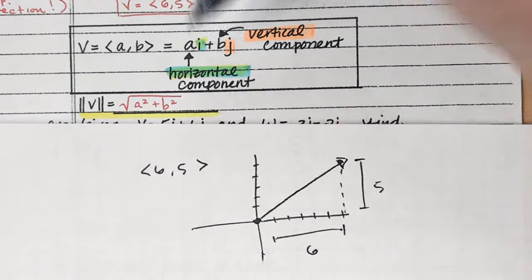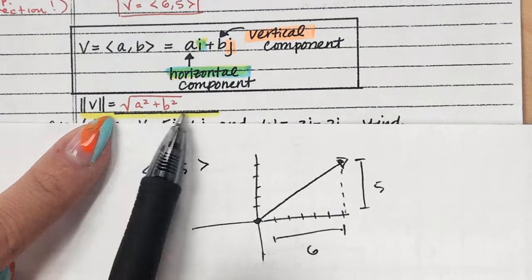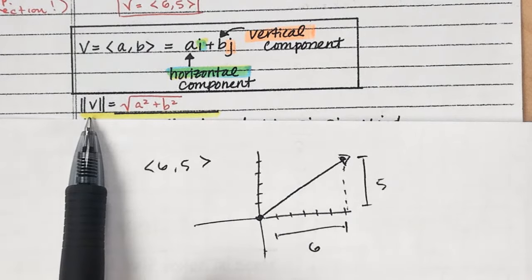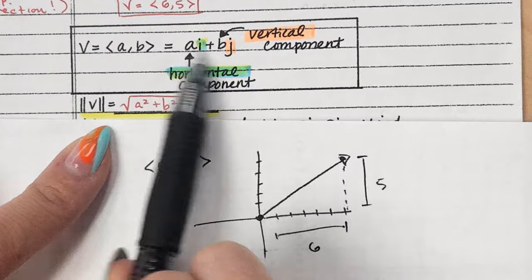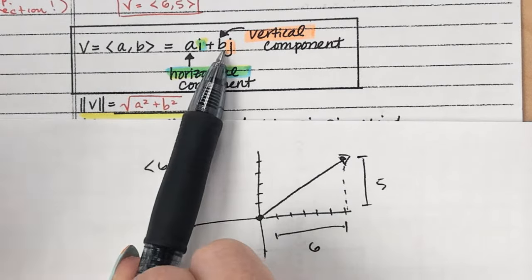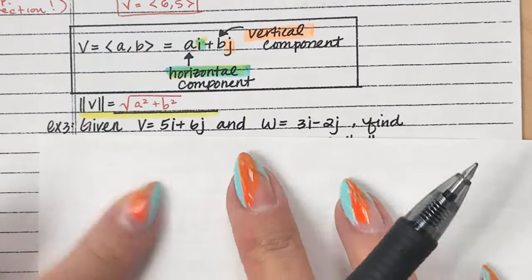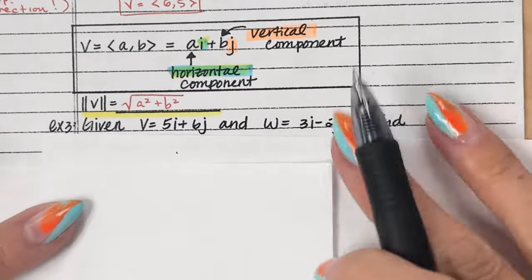That's not true. Okay. How do you get a magnitude? It's the distance formula. Square root, this is the same as r, right? So square root of a squared plus b squared, because a and b are like the x value and the y value. Okay. So given this vector and this vector, we're going to find a couple things.